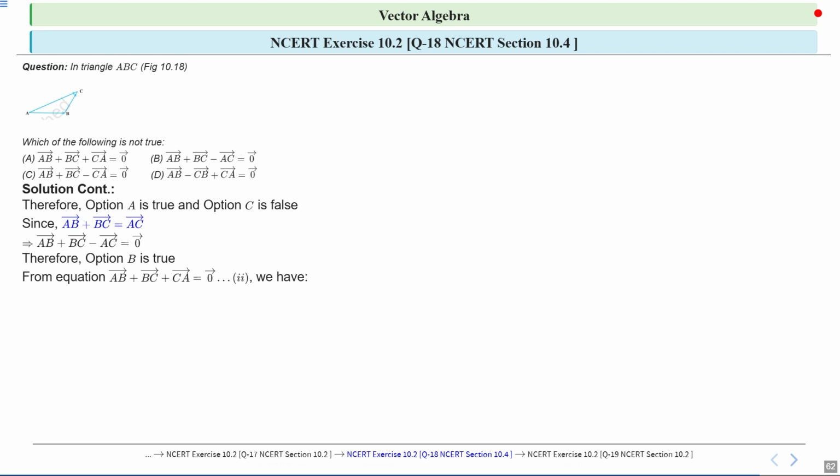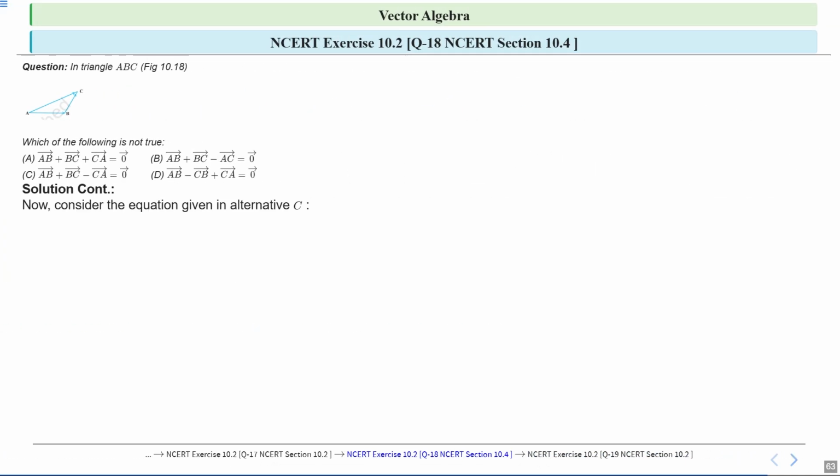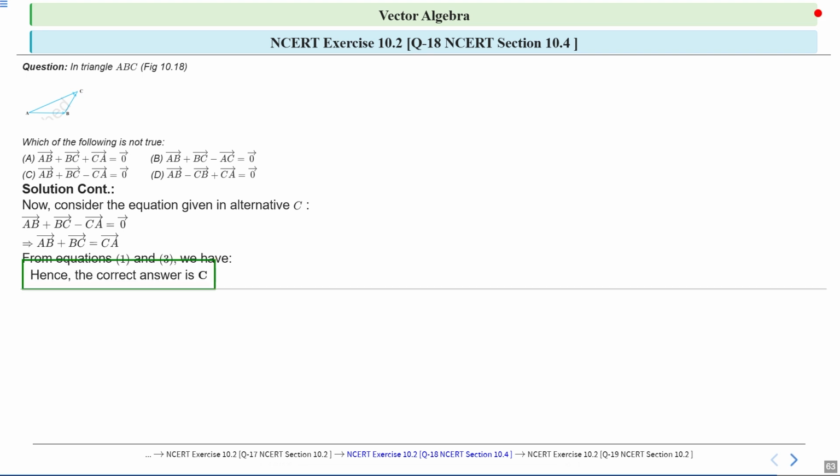From the equation AB vector plus BC vector plus CA vector equal to 0 vector, we have AB vector minus CB vector plus CA vector is equal to 0 vector, since we know that BC vector is equal to minus CB vector. Therefore option D is true. Got it? Option D is true. Now consider the equation given in alternative C, which is AB vector plus BC vector minus CA vector equal to 0 vector. So AB vector plus BC vector is equal to CA vector. From equation 1 and 3 we have, hence we can say that option C is the correct answer, right? Option C is basically the correct answer, right?